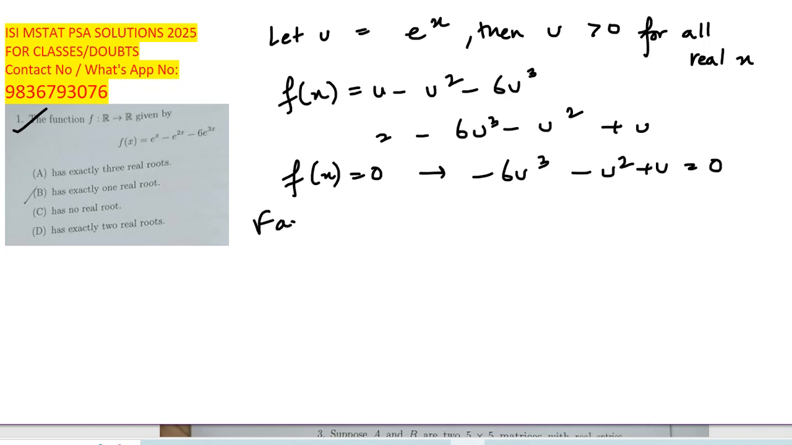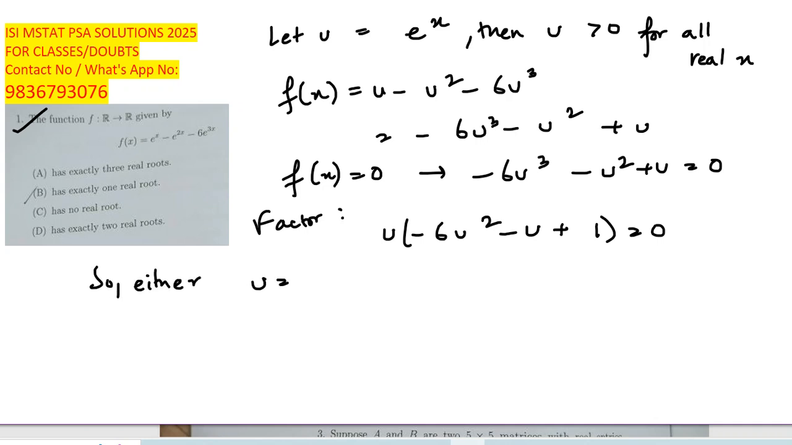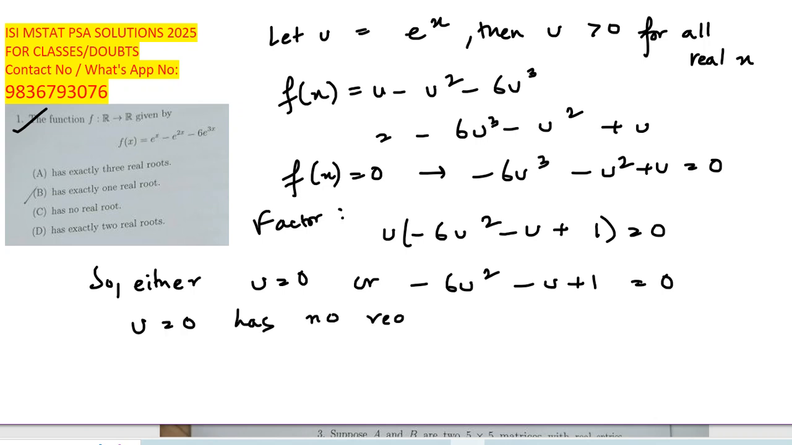Here the factor is u times (minus 6u square minus u plus 1) equal to 0. So either u is equal to 0 or minus 6u square minus u plus 1 equals 0. Therefore u equal to 0 has no real solution. Why? Because u equals e to the power x is greater than 0. So we have to solve the quadratic here.